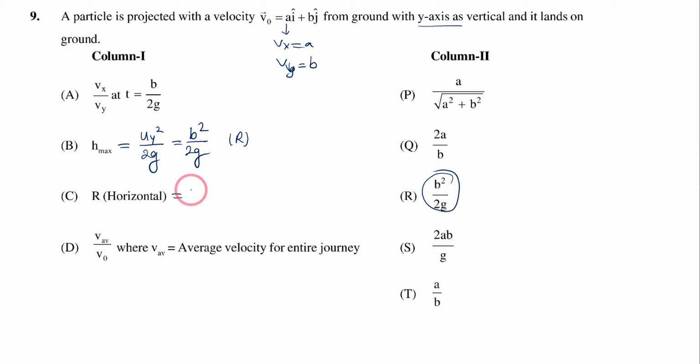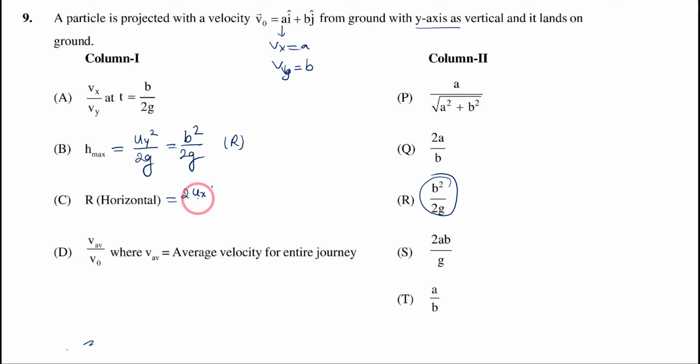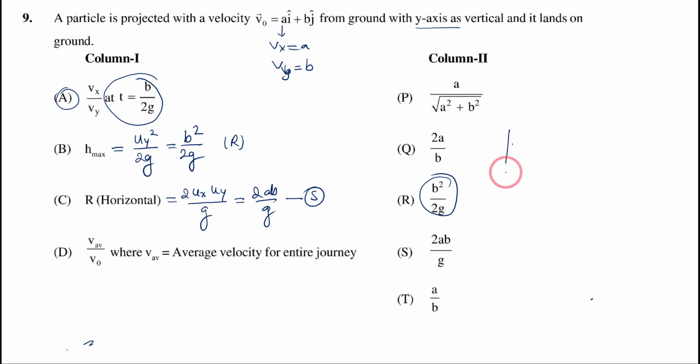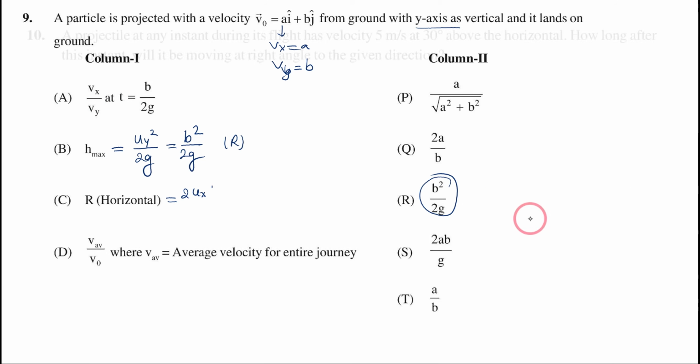What will be the formula for range? 2 ux uy upon g, and substituting the velocities, it is 2ab upon g. So S is the match for option C. Okay, now come to the point number A. It is Vx upon Vy at this time, right? So this is the projectile where B was given as the y-axis velocity and the x-axis velocity was given as a.